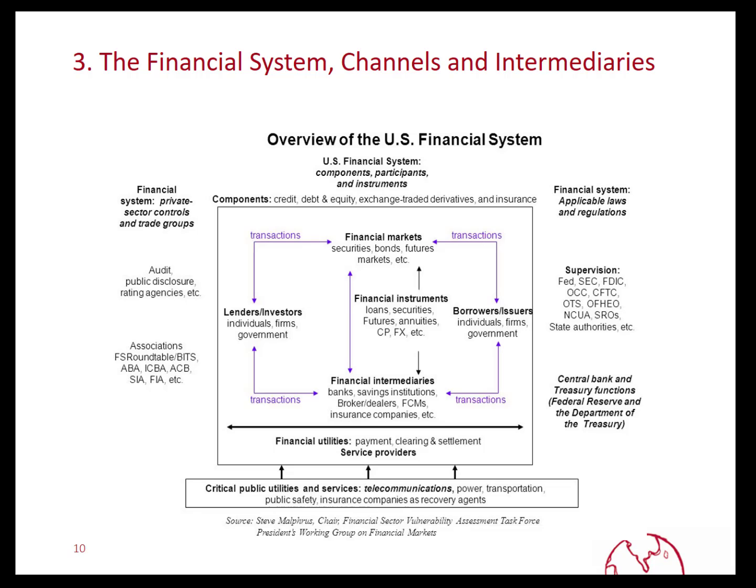Again, you can see the familiar pieces that we've talked about. We see financial intermediaries in the bottom, we see financial markets at the top. On the left, we see lenders or investors. On the right, borrowers and issuers. The actual securities themselves are called financial instruments, which could be loans, securities, etc.